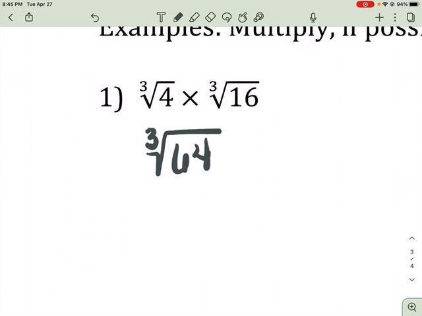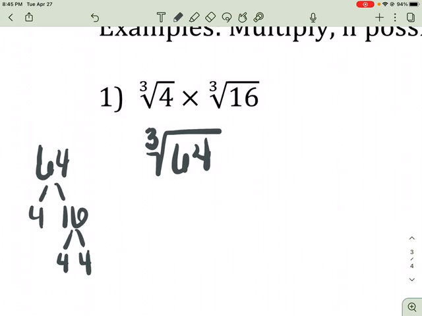Okay, now I'm going to break down. We already know 64 can be 4 and 16. And I can break 16 into 4 and 4. Oh, look at that. It's already a perfect cube.